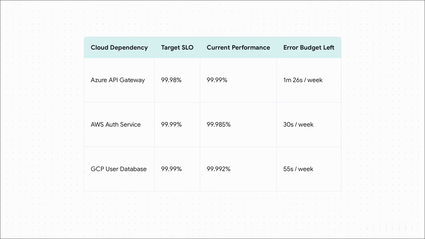And look at that AWS auth service. Its 99.99% SLO isn't just a number anymore. It translates to just 30 seconds of acceptable downtime left for the entire week. That is the kind of hard data that stops a risky deployment in its tracks. It turns reliability from some vague goal into a tangible, minute-by-minute resource your teams can actually manage.